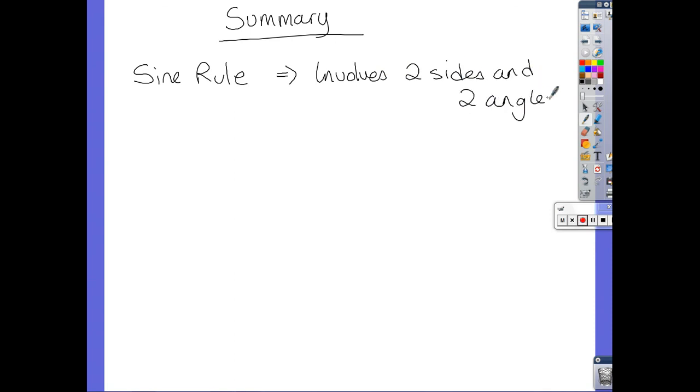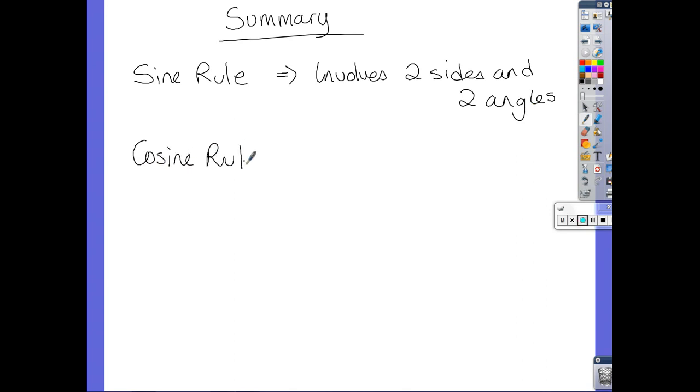Okay, so one of those will be unknown, so it could be that you're given the value for two angles, but you only have one side, and you're trying to calculate the other side. Or you're given the value for two sides, and you're trying to calculate one angle because you know one angle and you're trying to find the other. But overall, this calculation will have two sides and two angles.